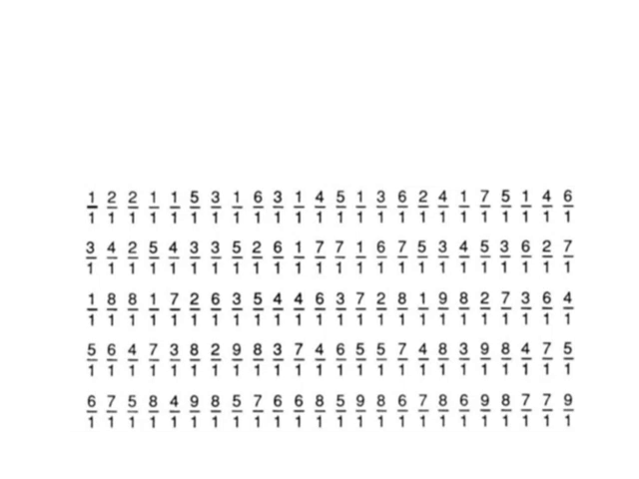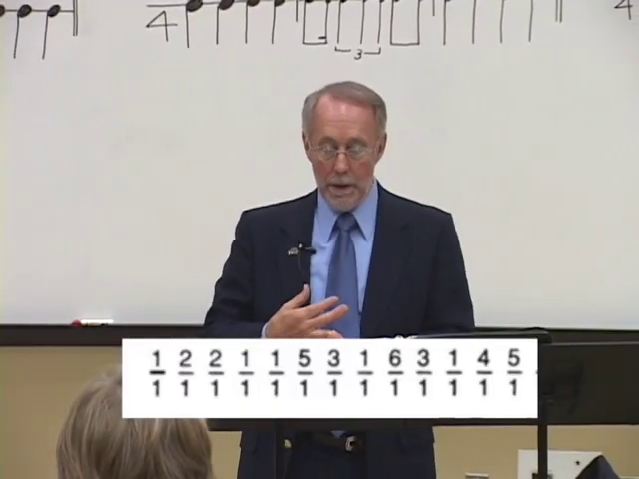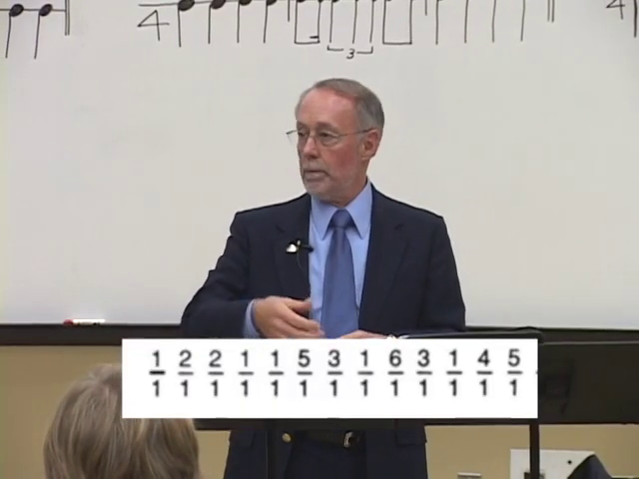The values on the top represent the number of pulses occurring in one measure of time. So what really happens in example Q is this.